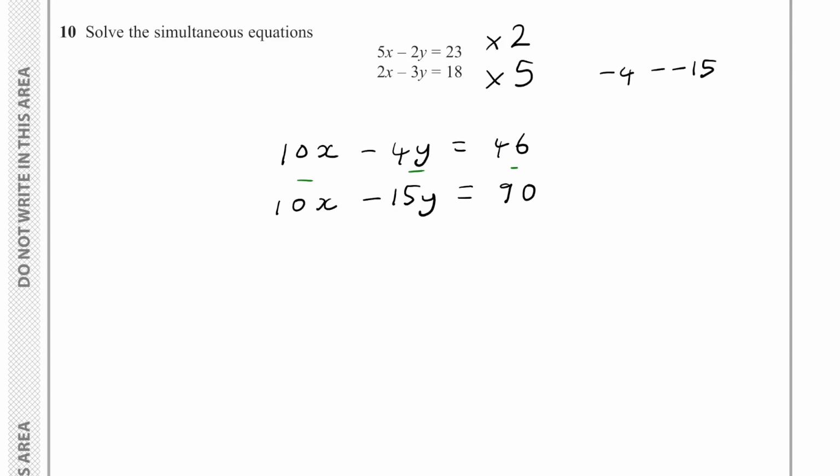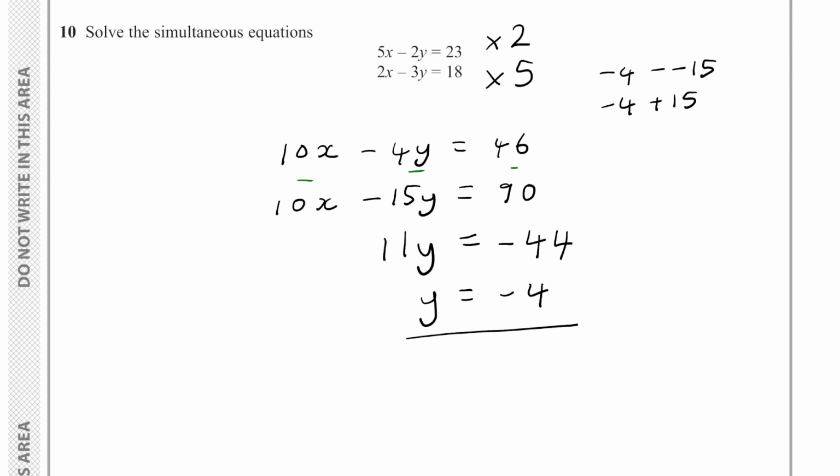If we take away a negative, we actually add. It's negative 4 plus 15, which is the same as 15 take away 4. It's 11. It's 11 y's. And 46 take away 90, it's going to be negative 44. So y is negative 44 divided by 11, negative 4.